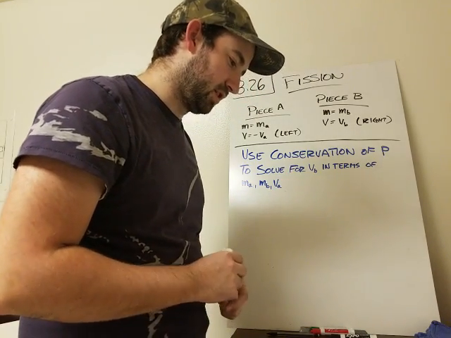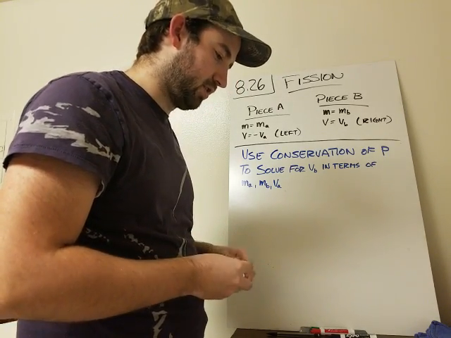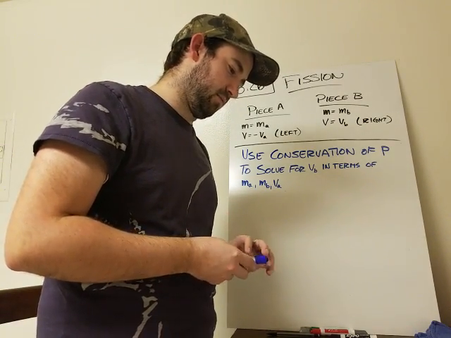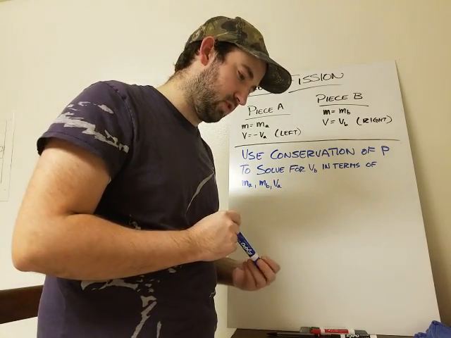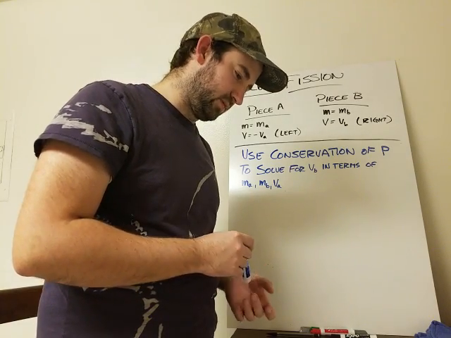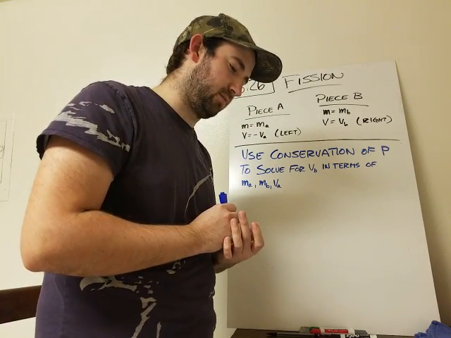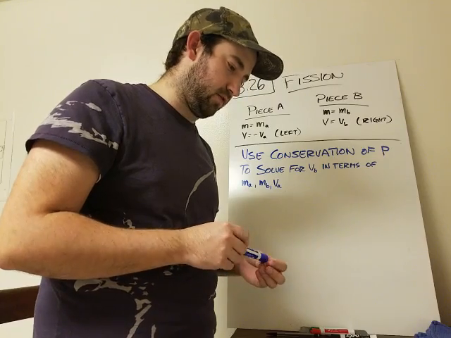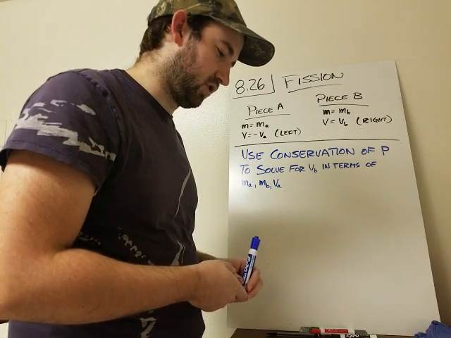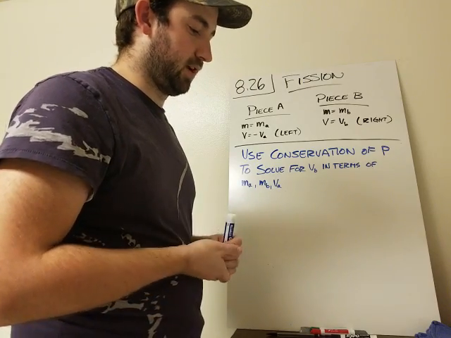It says an atomic nucleus suddenly bursts apart into two pieces. Piece A of mass m sub a travels off to the left with speed v sub a. Piece B of mass m sub b travels off to the right with speed v sub b. Part A says use conservation of momentum to solve for v sub b in terms of m sub a, m sub b, and v sub a. And then part B, they want you to use the results of part A to show that K sub a over K sub b equals m sub b over m sub a.